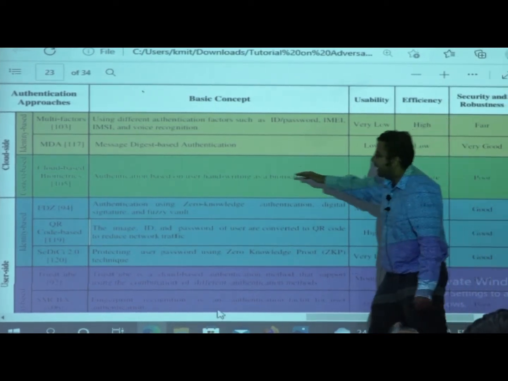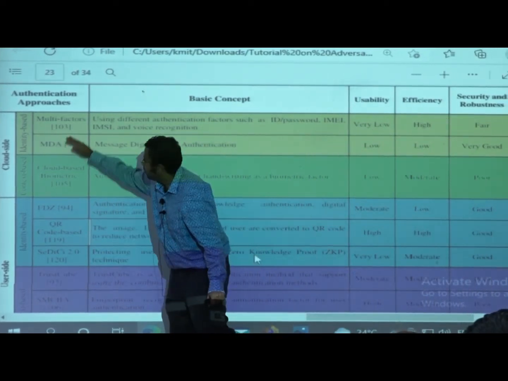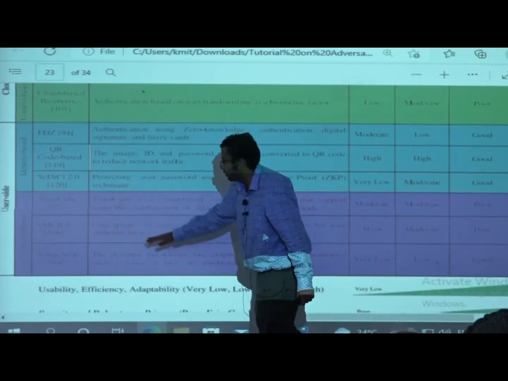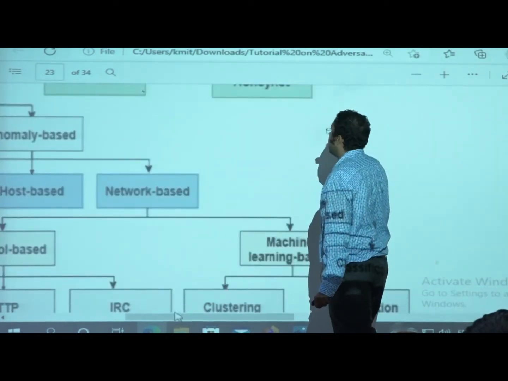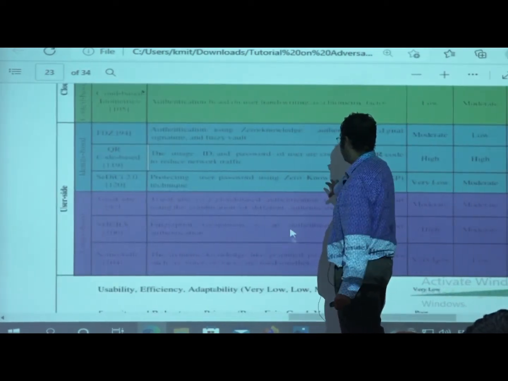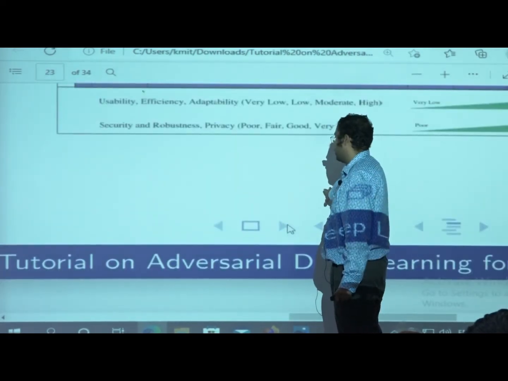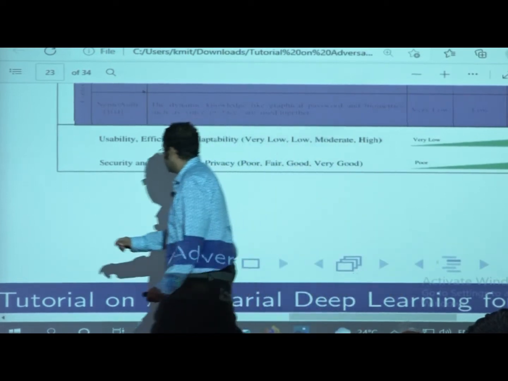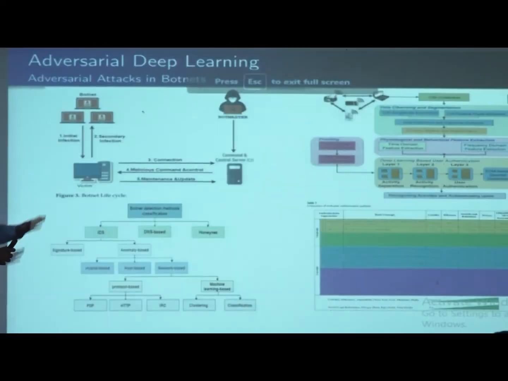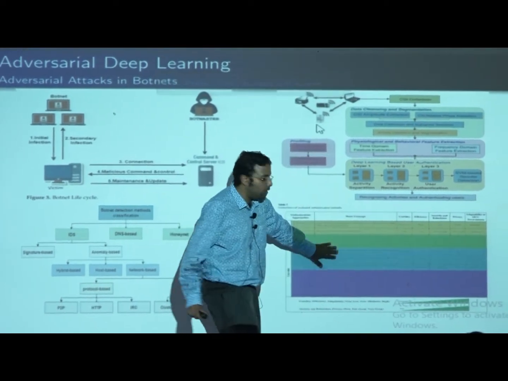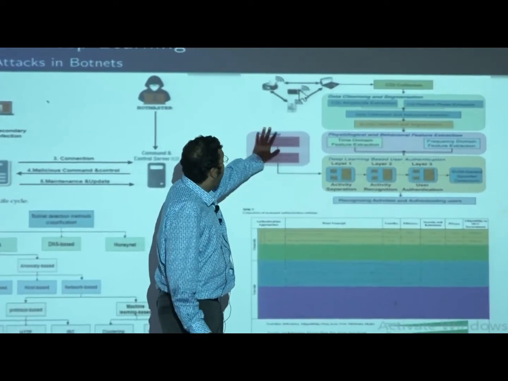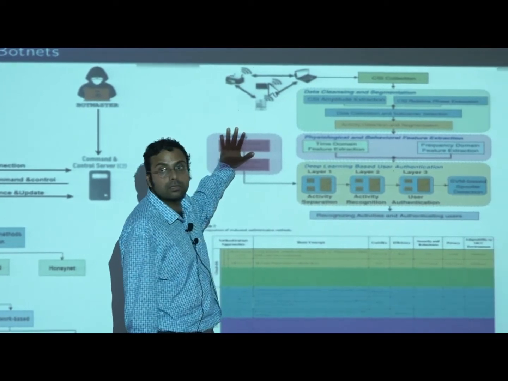Similarly, there are other types of models here. I have listed a very exhaustive list of models. Okay, so this is on botnet. So this is how you evaluate your botnet detector, and this is how you create a solution for the botnet detector.